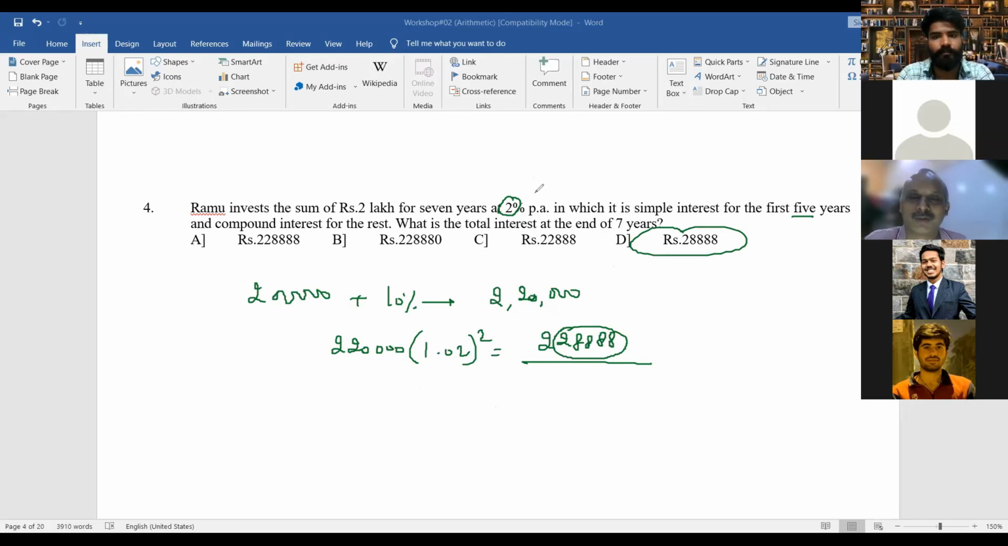Stop sending chats now. I have got it that you have got the answer as option D. So no more chats for this question. But then how did you get option D in a faster method?